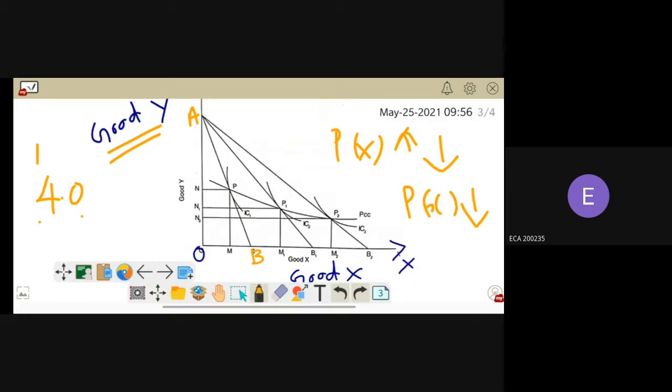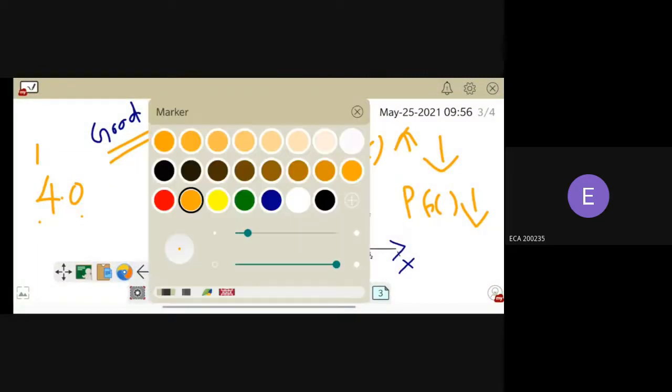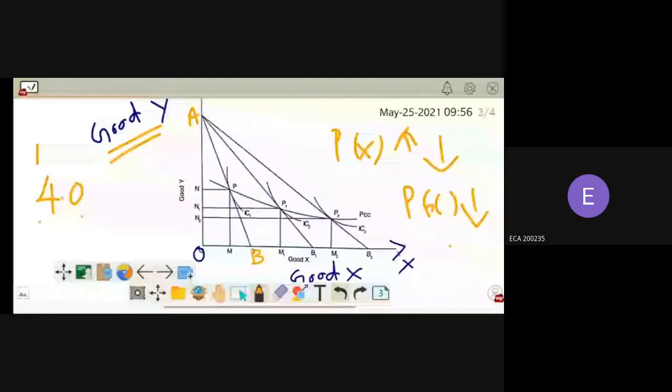So with the fall in the price, that means when the price falls, the consumer gets a chance to buy more of good X. That means his real income increases. So with that real income, he will be able to buy more of good X. So when the price of good X decreases, the new budget line is shown like this, that is AB1. So this is the new budget line.